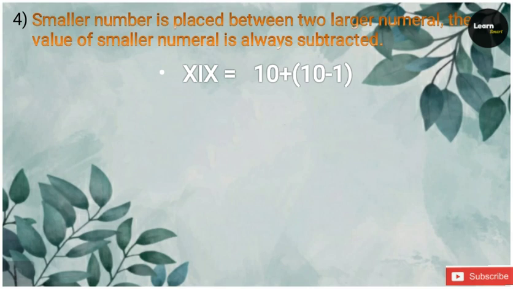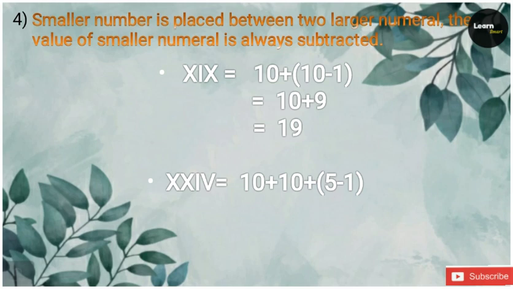XIX. X represents 10, I represents 1 and X represents 10. So, 10 plus 10 minus 1. 10 plus 10 minus 1 equals 9. So, 10 plus 9 equals 19. XIX represents 19.